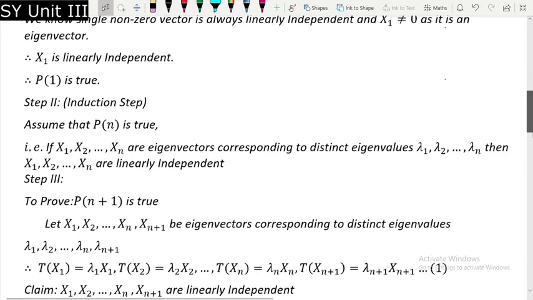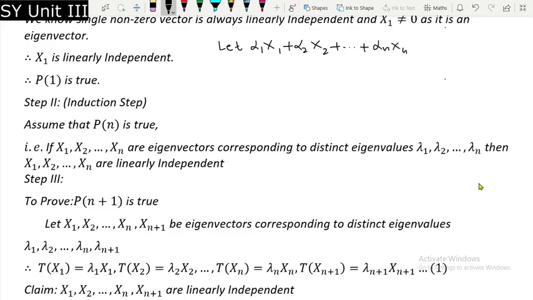So our claim is to show now that these x1, x2 up to x(n+1) are linearly independent. So I am going to follow the usual method. Let alpha 1 x1 plus alpha 2 x2 plus so on plus alpha n xn plus alpha (n+1) x(n+1) be equal to 0. And what I have to show? I have to show that alpha 1, alpha 2, up to alpha (n+1) are 0.